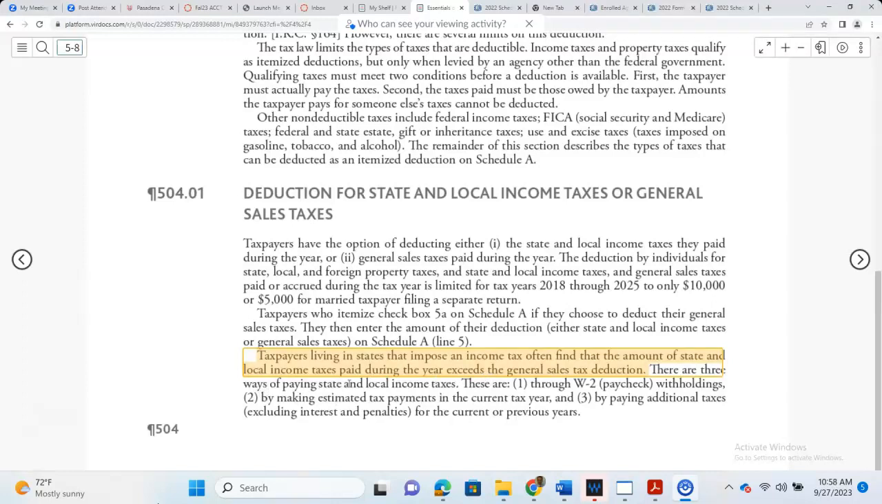There are three ways of paying state local income taxes. These are through W-2 paycheck withholding, which shows at the bottom as state income tax; by making estimated tax payments in the current tax year that you pay quarterly; and by paying additional taxes, excluding interest and penalties, for the current or previous year. So those are three ways that you might pay state income tax.